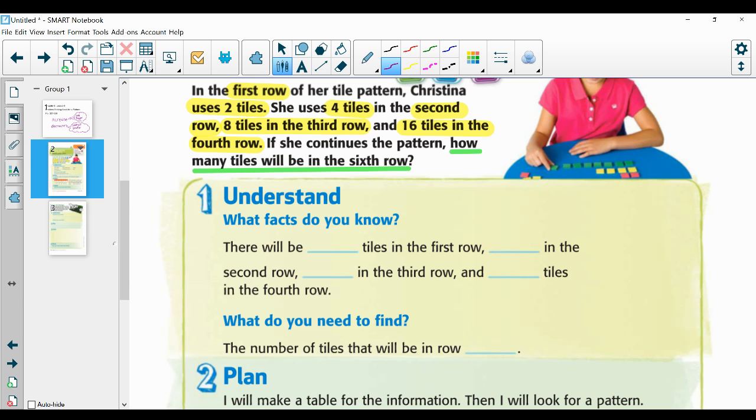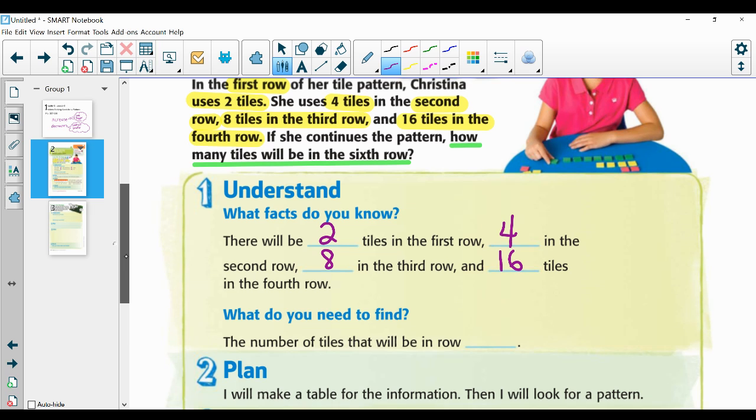Okay, so what facts do you know? There will be blank tiles in the first row. We already highlighted them. So we see in the first row, she used 2 tiles. Blank in the second row. 4 tiles in the second row. Already highlighted it, so that thinking is done. Blank in the third row. So I have 8 tiles in the third row. And I have 16 tiles in the fourth row.